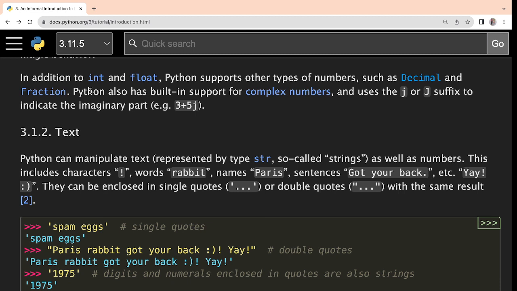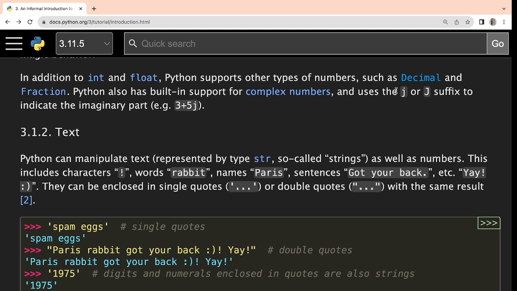After that, Python also has built-in support for complex numbers. I don't know if you have studied complex numbers or not. If you have, then you will be able to identify this example. This is how we denote complex numbers. So we can write complex numbers in Python and store them in some variable. It will have the real part and the imaginary part, and the imaginary part we write with the suffix j, right?